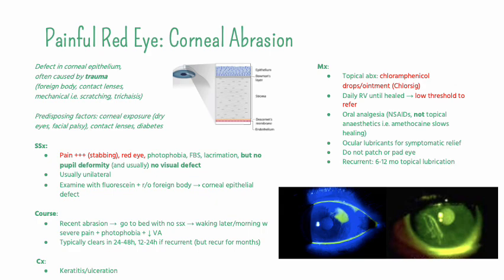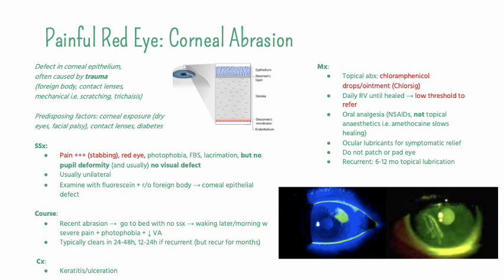The course of the condition is essentially the patient will have a corneal abrasion, go to bed without any symptoms, and wake up the next day with that sudden onset pain, photophobia, and reduced visual acuity. The condition itself will usually clear within 24 to 48 hours, or 12 to 24 if it's a recurrent corneal abrasion. The main complication that you need to look out for is keratitis.